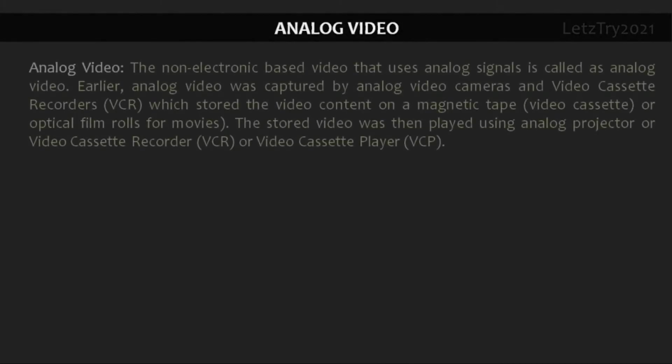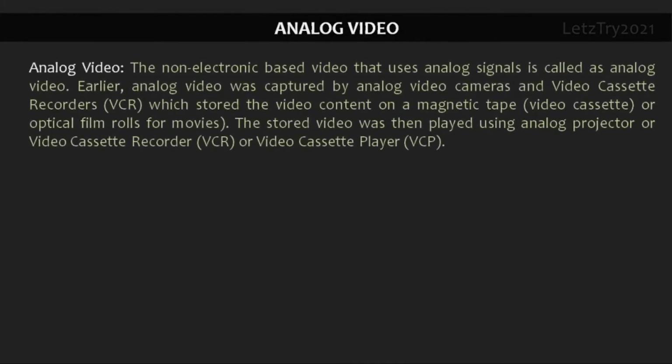Analog video. The non-electronic based video that uses analog signals is called as analog video. Earlier, analog video was captured by analog video cameras and video cassette recorders, that is VCR, which stored the video content on a magnetic tape, that is video cassette or optical film rolls for movies. The stored video was then played using analog projector or video cassette recorder or video cassette player.